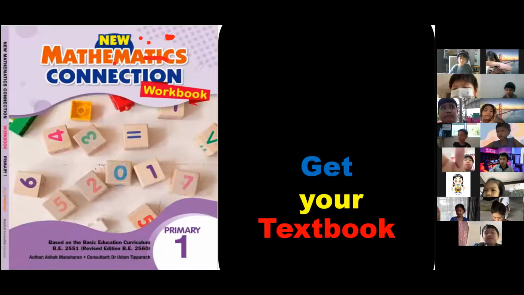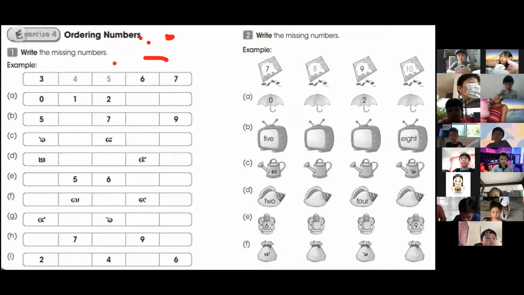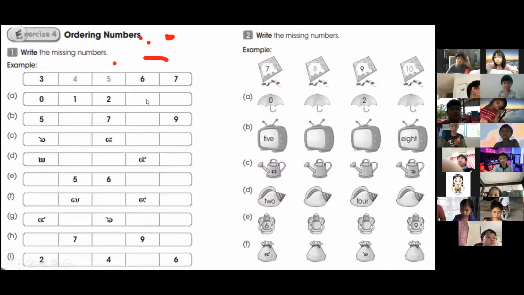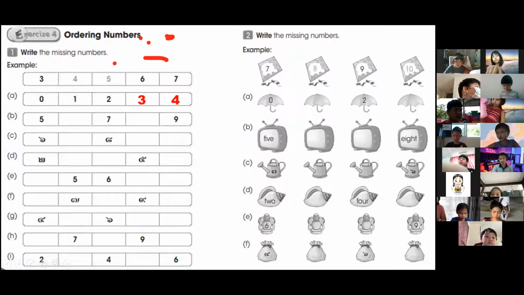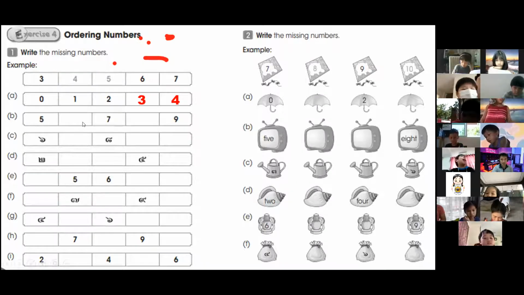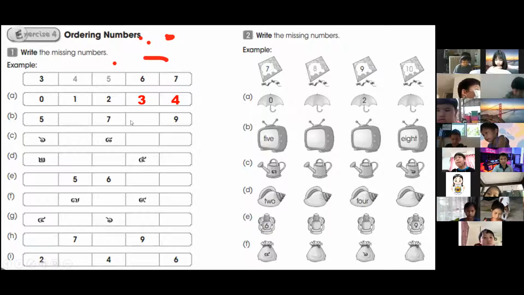Now, I want you to get your book. Letter A. What are the numbers here? It's counting by 1. So 0, 1, 2. The next numbers are 3 and 4. Now look at your answer. Is your answer correct? 3 and 4? Okay, very good. Next, letter B. What number should be here? 5. Next, what are the 2 numbers?